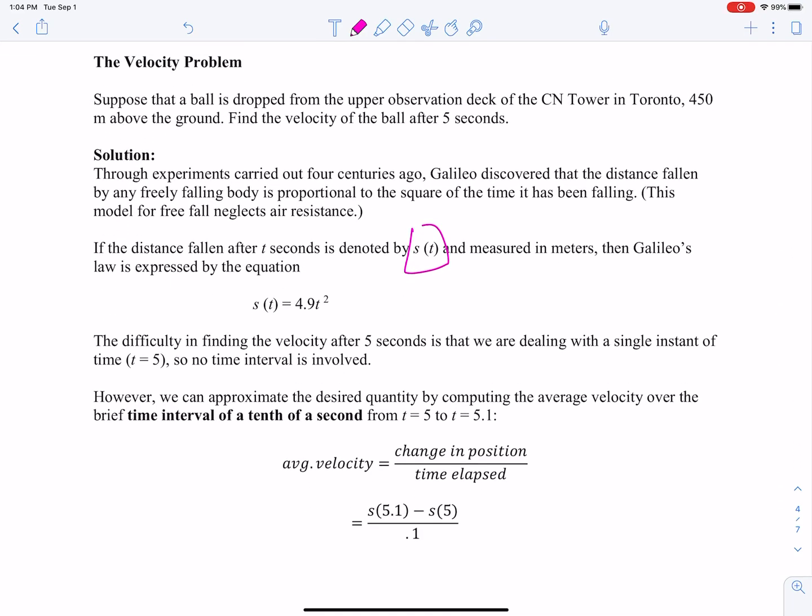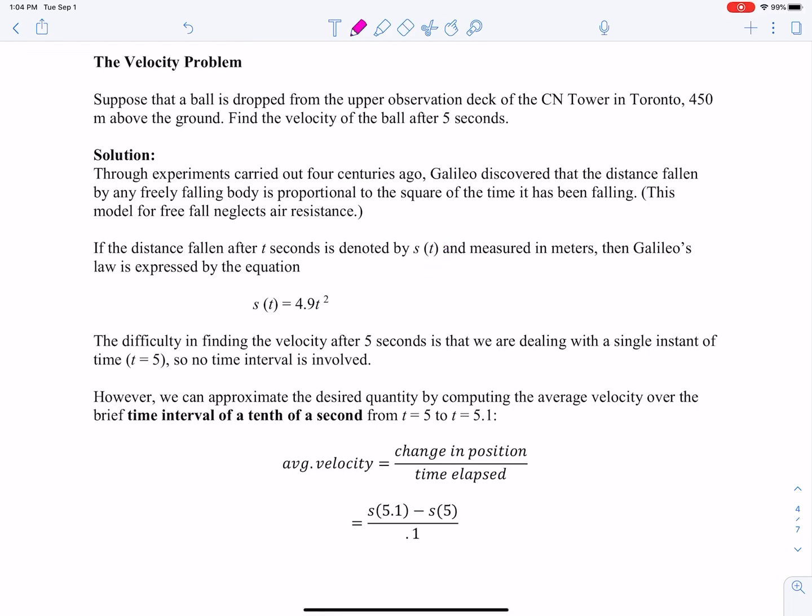All right, so let's see. We have this velocity problem right here. Suppose that a ball is dropped from the upper observation deck of the CN Tower in Toronto, 450 meters above the ground. Find the velocity of the ball after 10 seconds, or after 5 seconds.